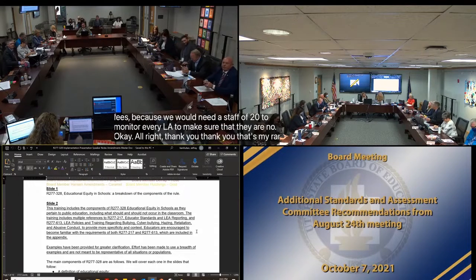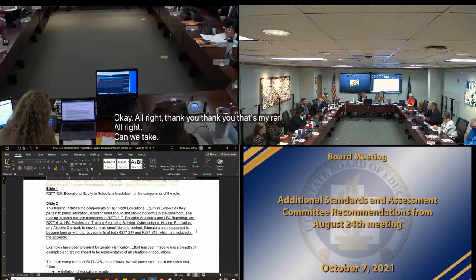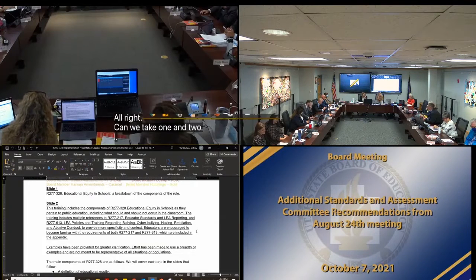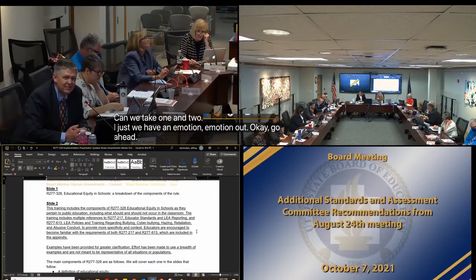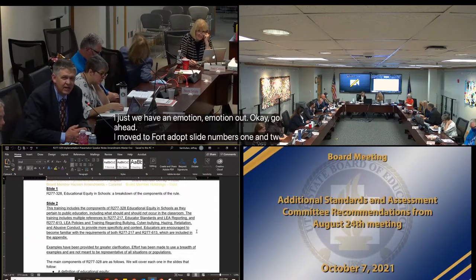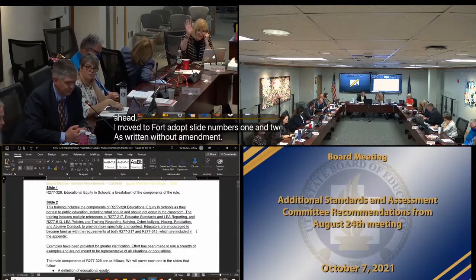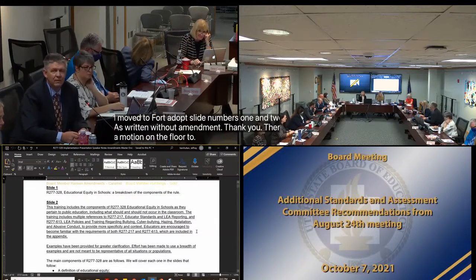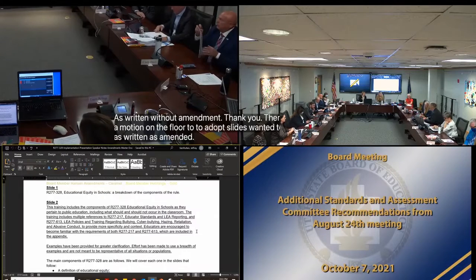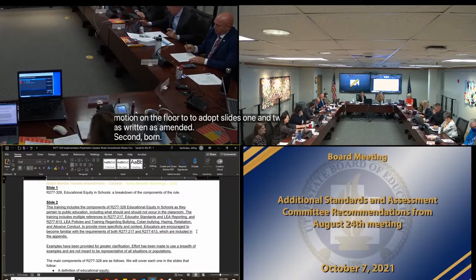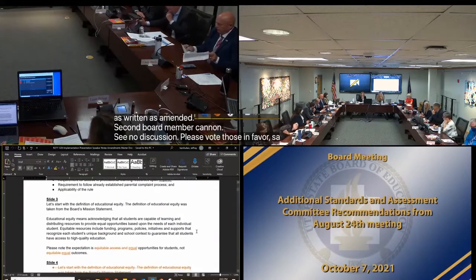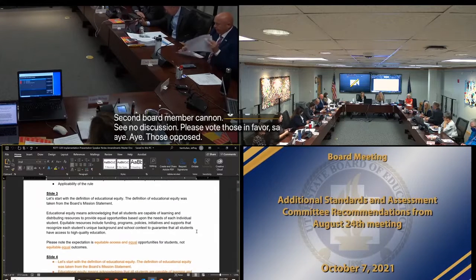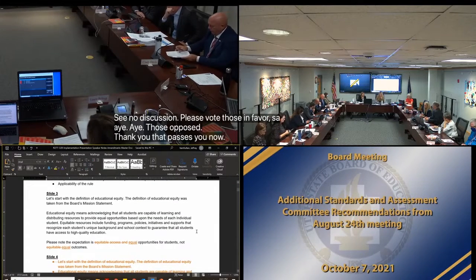All right. Can we take slides 1 and 2? Do we have a motion, since there were no changes? I move that the board adopt slide numbers 1 and 2 as written without amendment. Thank you. There's a motion on the floor to adopt slides 1 and 2 as written. Seconded by Board Member Cannon. Seeing no discussion, please vote. Those in favor, say aye. Aye. Those opposed? Thank you. That passes unanimously. Moving right along.